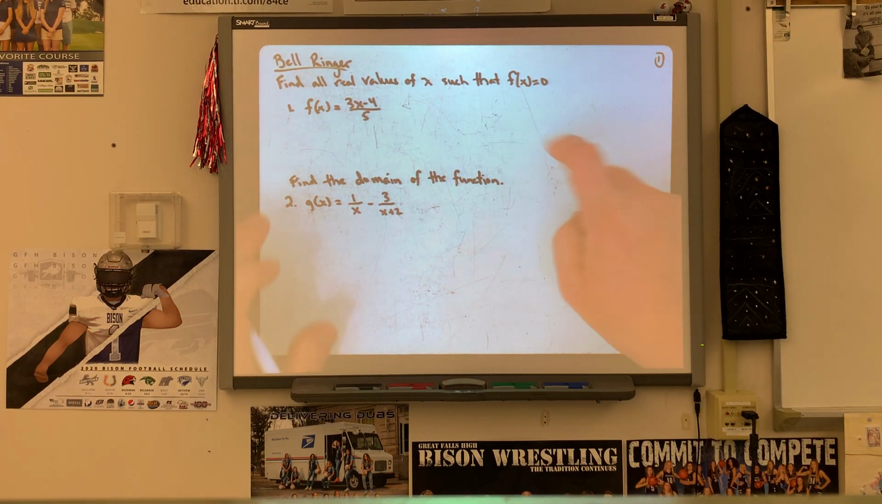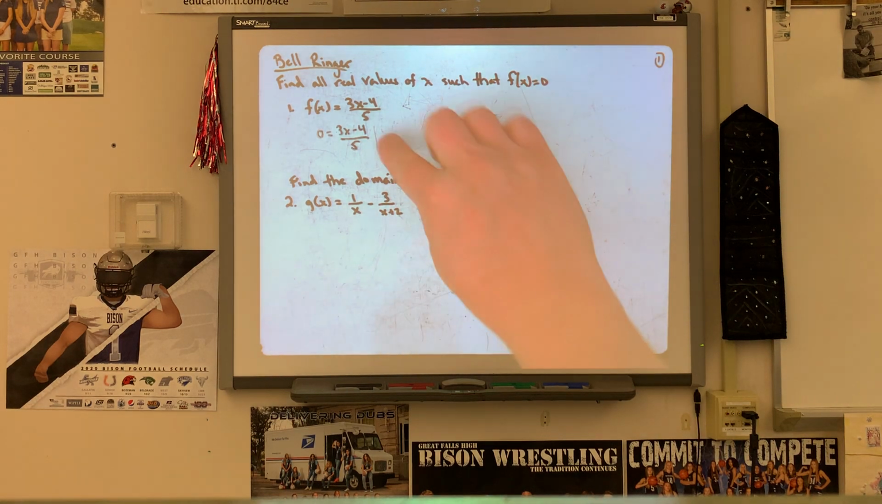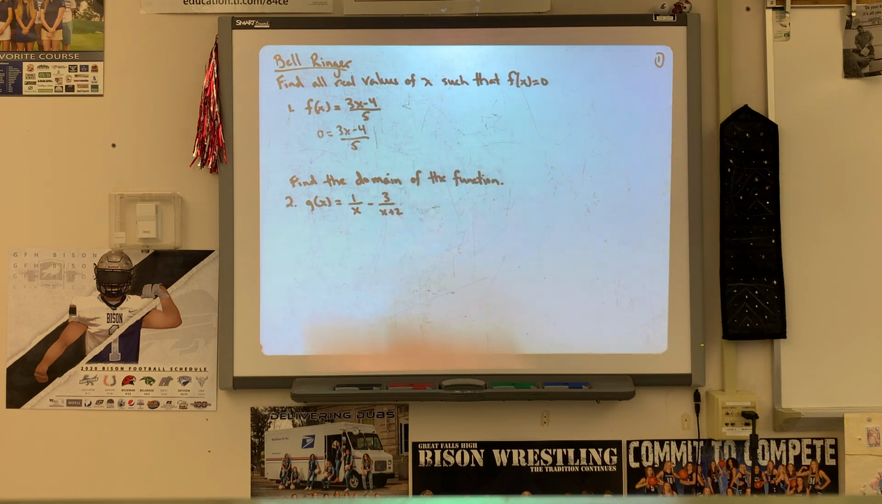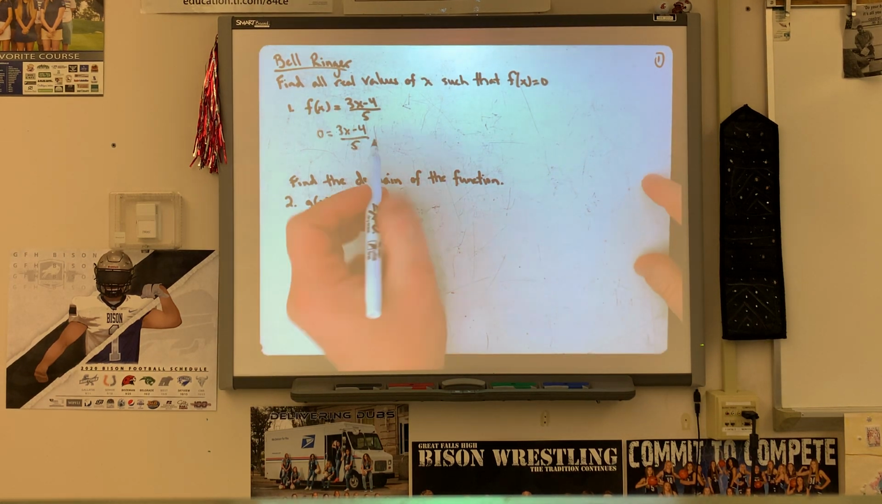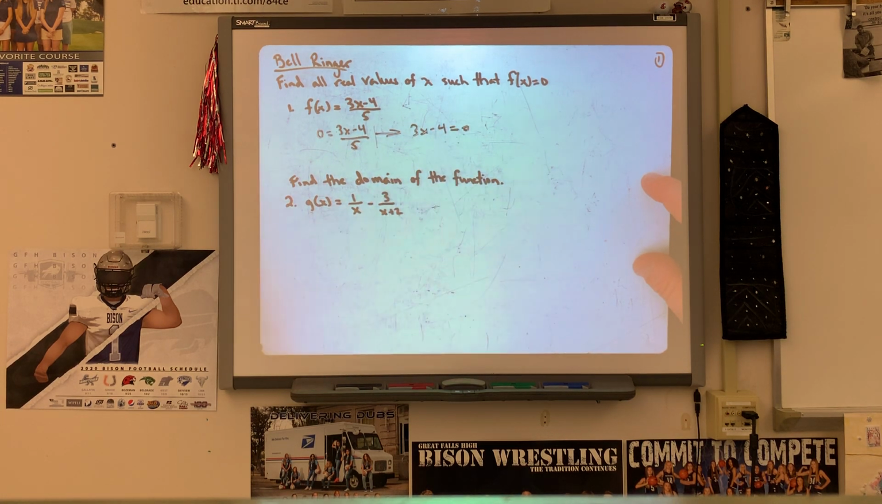So if we're told that f of x equals 0, well, here's f of x, so that's going to be 0. So 0 equals (3x minus 4) all divided by 5. Anytime we have a rational expression or a fraction equal to 0, we know that the numerator has to be 0. I don't get 0 out of a fraction unless it's 0 divided by something. So from this, we can take away that 3x minus 4 has to equal 0.